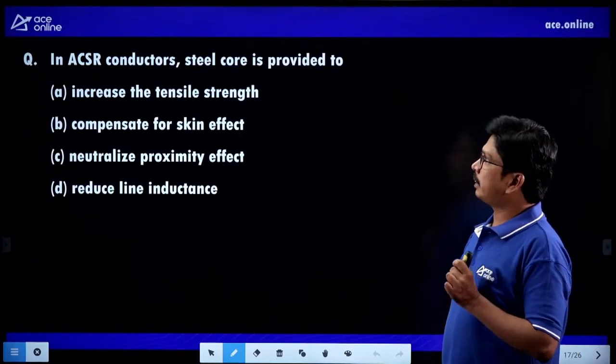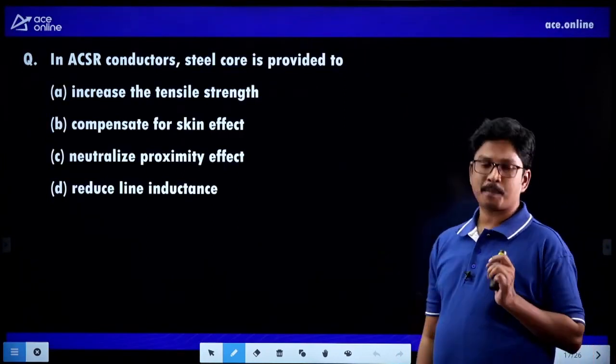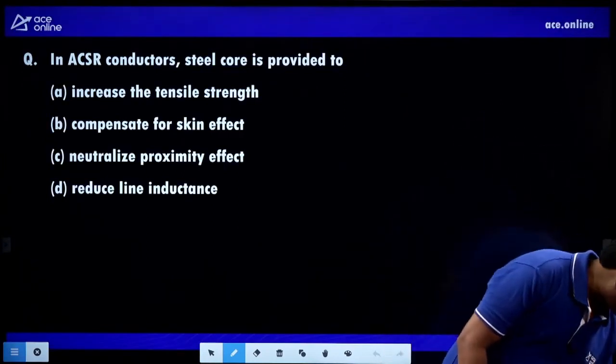In ACSR conductor, a steel core is provided too. So what is the purpose of providing the steel core?